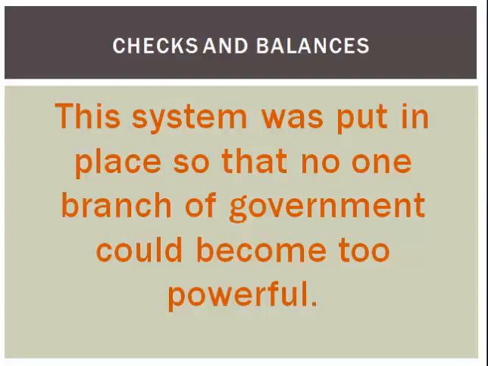Now, our three-branch government system works on a checks and balances system. The system was put in place so that no one branch of the government could become too powerful. So in this case, the legislative, judicial, and the executive branch can check one another so that none of those three branches can become too powerful and start acting in the interest of the U.S. without the approval and without the assistance of the other branches.